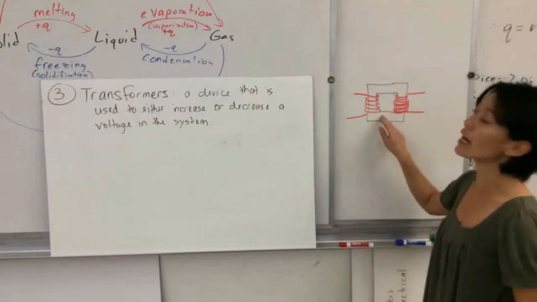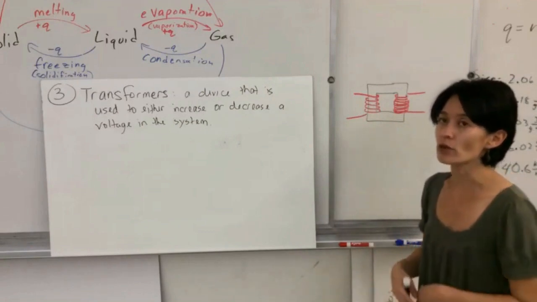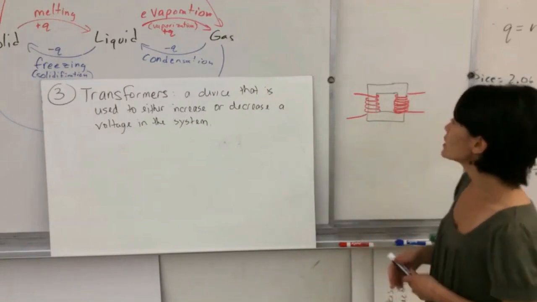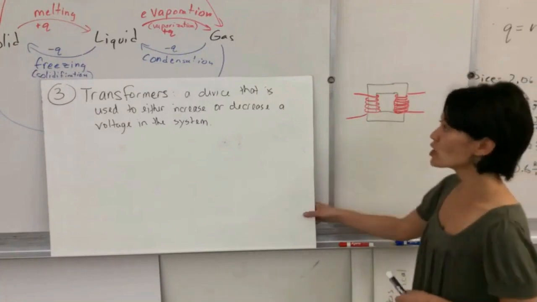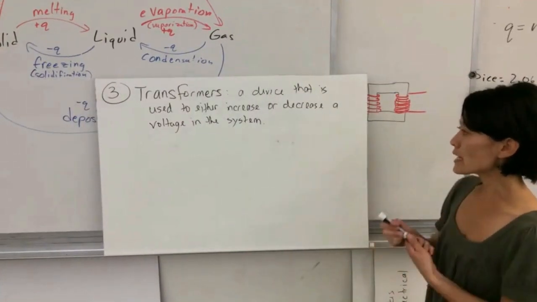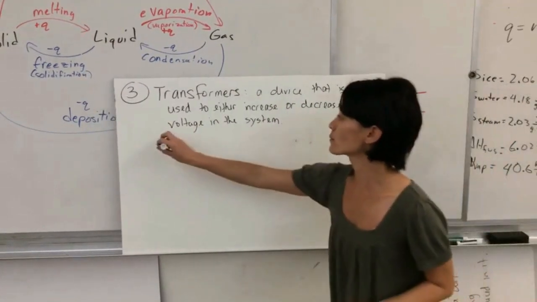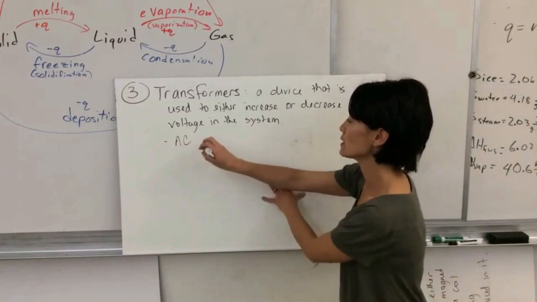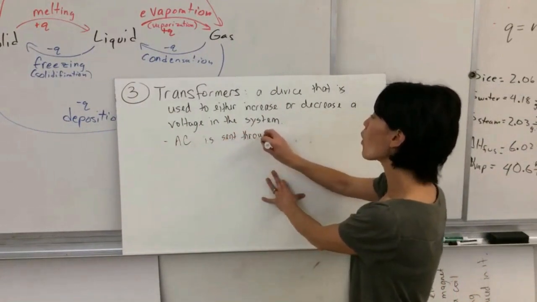It doesn't have to have this iron core, but again, iron amplifies the magnetic field, so it's going to see a larger effect. So this is the visual you have in your head for transformers. So what happens with our transformers is alternating current, AC, is sent through one of the coils.